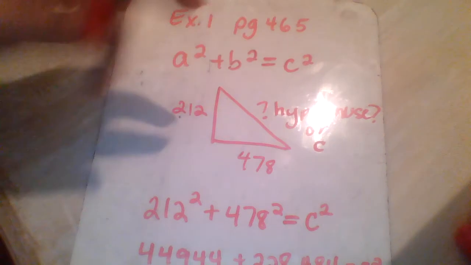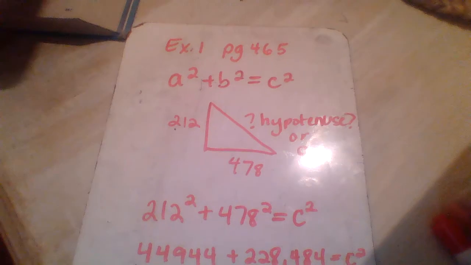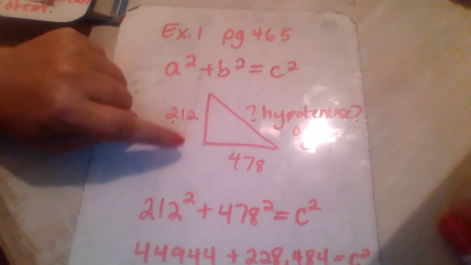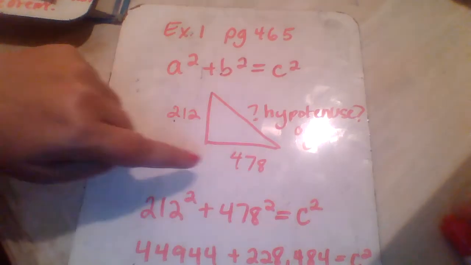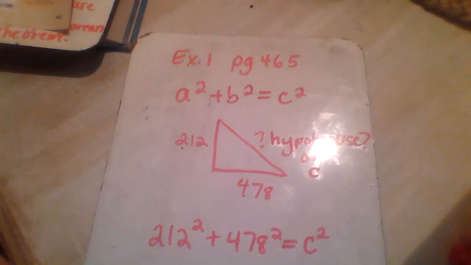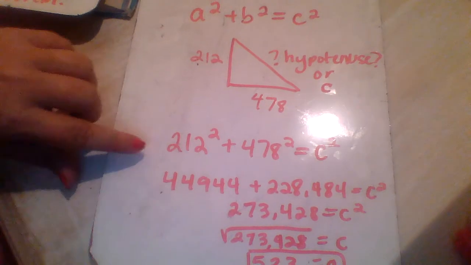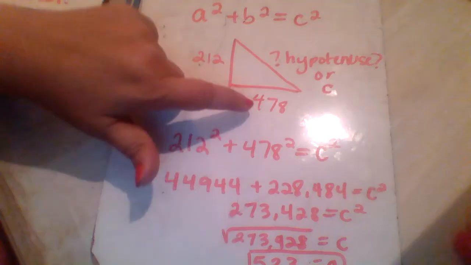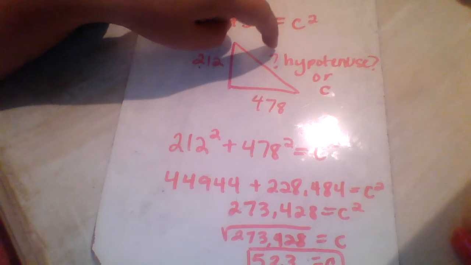We're using this Pythagorean theorem to find, this is actually part of a bridge that they used in your example, where they take one leg, or the height of the bridge, which is 212 feet, and the length of the bridge, which is 478 feet, to find the hypotenuse, or to find c. Okay, so we would take 212, one of the legs, and square it, plus 478 squared, to equal c squared, to find out what this is.